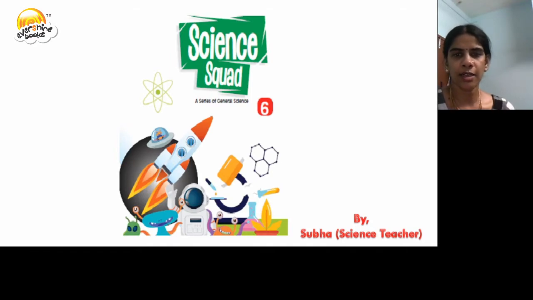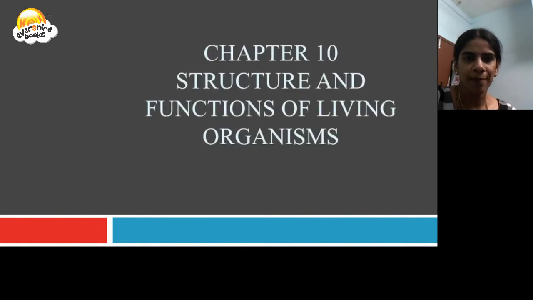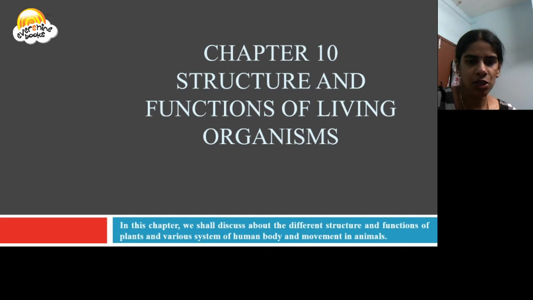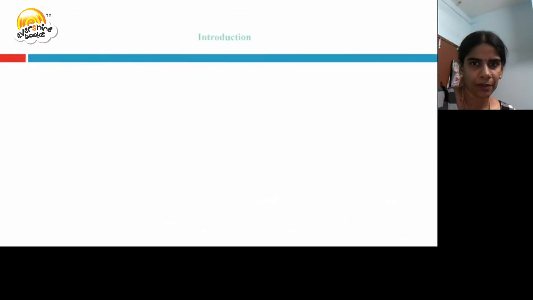Hello students, let us learn General Science for class 6 from the book Science Square. Today we are going to learn chapter 10, Structure and Functions of Living Organisms. In this chapter, we shall discuss the different structures and functions of plants and also of the human body, with the help of movement in animals. Let us go into the chapter.